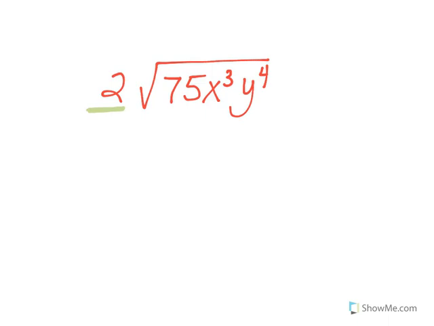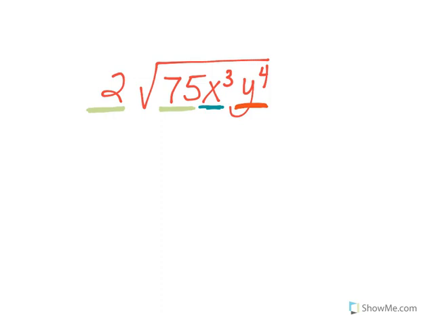Okay, and then I look at this like these are 3 separate parts of my problem. I have 75. That's an imperfect square root, so I'm going to have to simplify that. Then I have x to the third, so I'll have to pull out the pair of x's. Then I have y to the fourth, so I'll have to pull out pairs of y's.